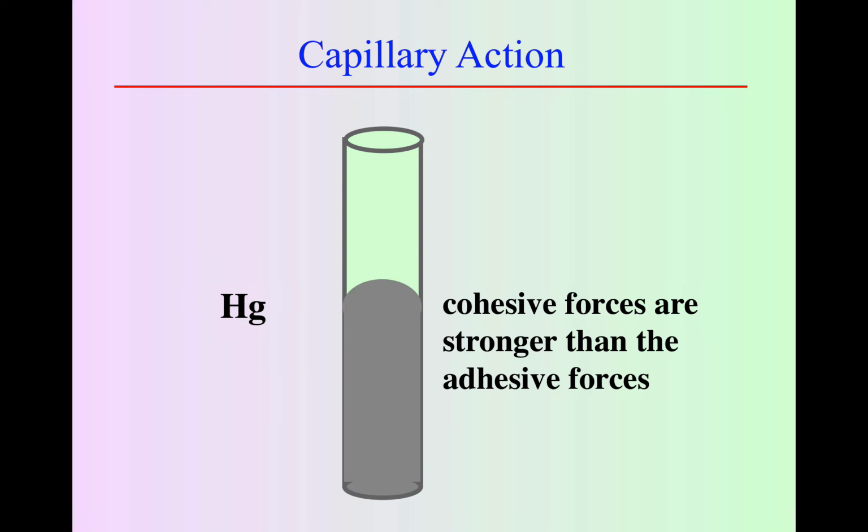Whereas with mercury, liquid mercury, you've got metallic bonds going on there, and that's a stronger attraction than hydrogen bonding. So you end up with stronger cohesive forces than adhesive forces. So instead of a meniscus, you get a bulge.